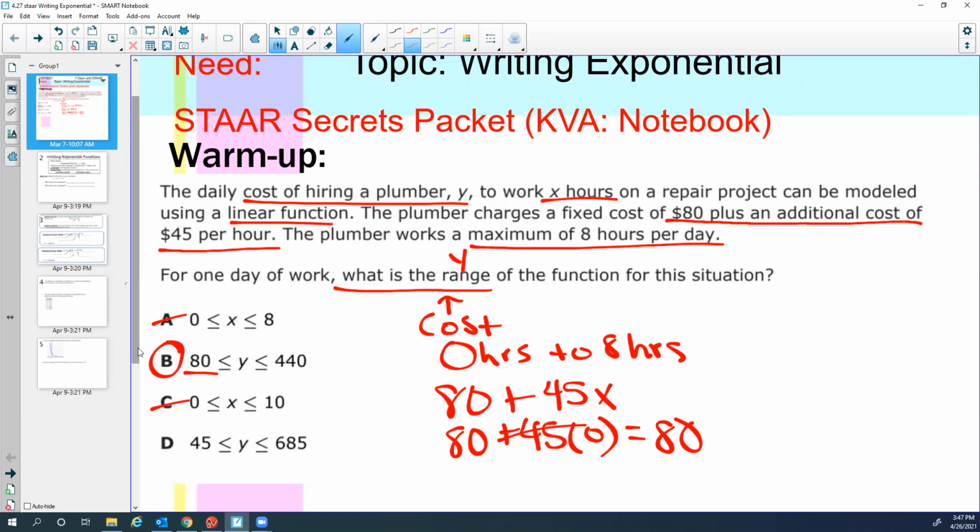Now, I could go about this and find the second number if I wanted to by putting 8 in for X, which would give me 440. But as soon as I get that 80 answer, that's how I know that I did this correctly.